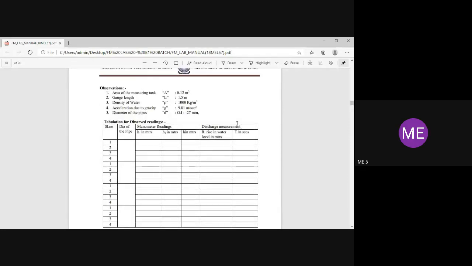And these are the observations. Area of measuring tank, A, is 0.12 meter square. Gauge length is nothing but the length of the pipe, 1.5 meter. Same observation that you took last week. Density of water, rho, is 1000 kg per meter cube. Acceleration due to gravity is 9.81, and the diameter of the pipe is 27 mm. That is the GI pipe.